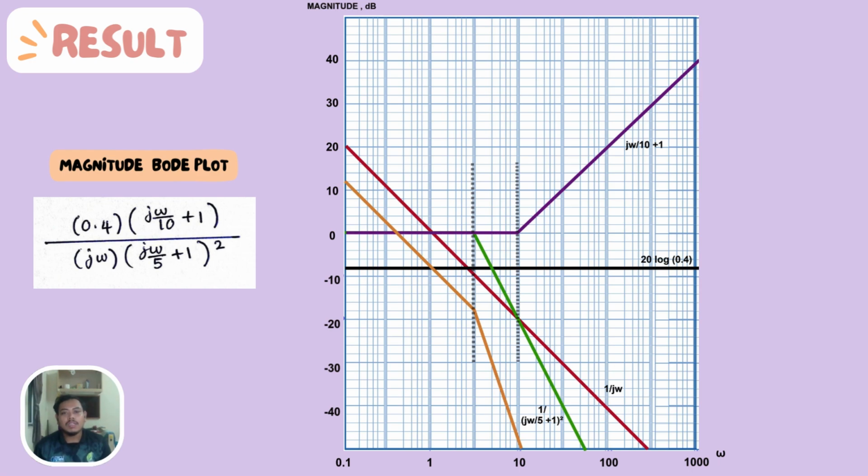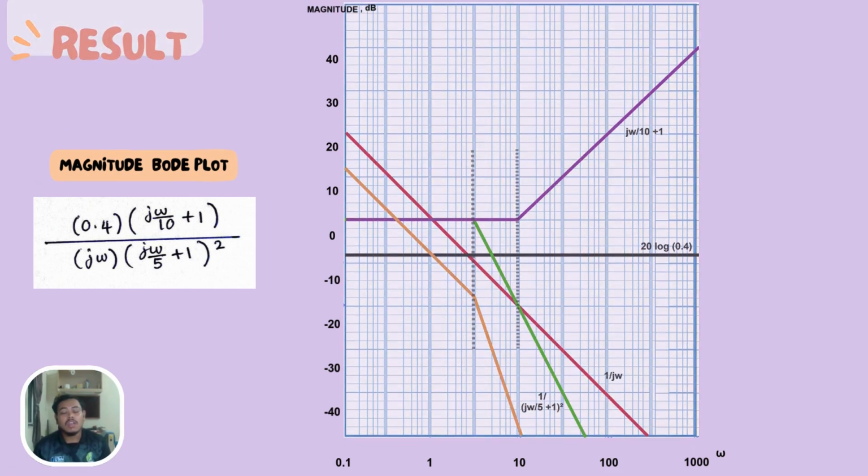For the 5 radian per second, the magnitude is negative 8 dB plus negative 10 dB, so we get negative 80 dB. For the 10 radian per second, the magnitude is negative 80 dB plus negative 20 dB plus negative 20 dB. So we get negative 48 dB. Next, we draw the line starting from 8 dB downwards to negative 80 dB and downwards again to negative 48 dB. So the orange line is the resultant line.